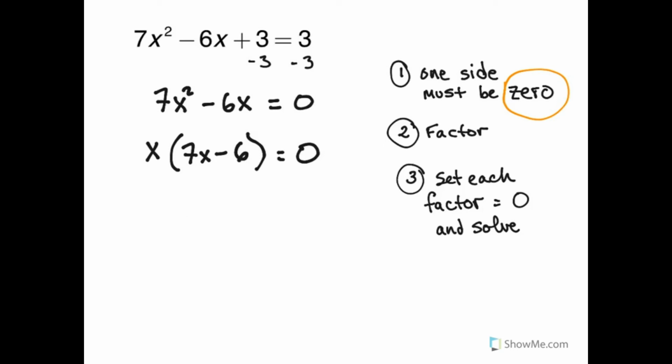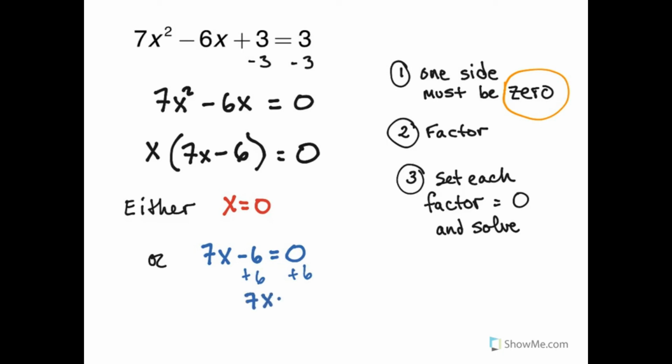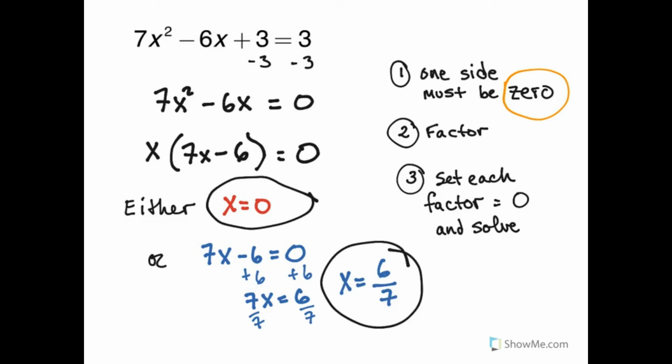Now I have my two factors. X is a factor. So either x equals 0 or 7x minus 6 equals 0. Well, x equals 0 is already solved, so I'm good there. I just have to solve 7x minus 6 equals 0. I add 6 to each side. 7x equals 6, and divide by 7. And x equals 6 over 7. So my two solutions are 0 and 6 sevenths. It's okay to have 0 for a solution.